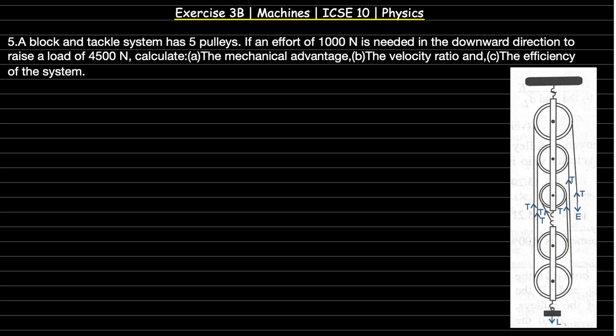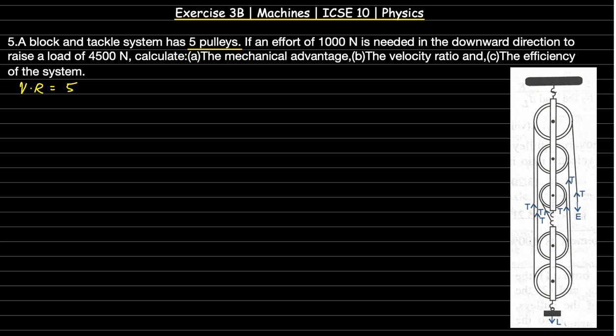Starting with the 5th question. So a block and tackle system has 5 pulleys. So there are 5 pulleys in the system. So as soon as I see 5 pulleys, I will write the velocity ratio. Velocity ratio is going to be equal to 5.